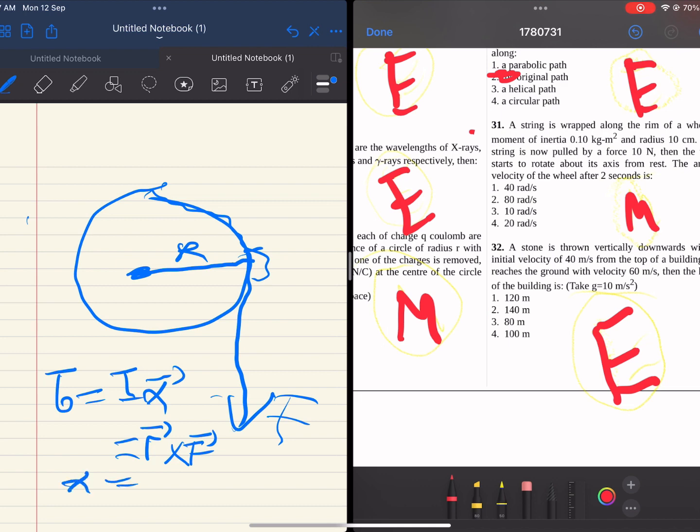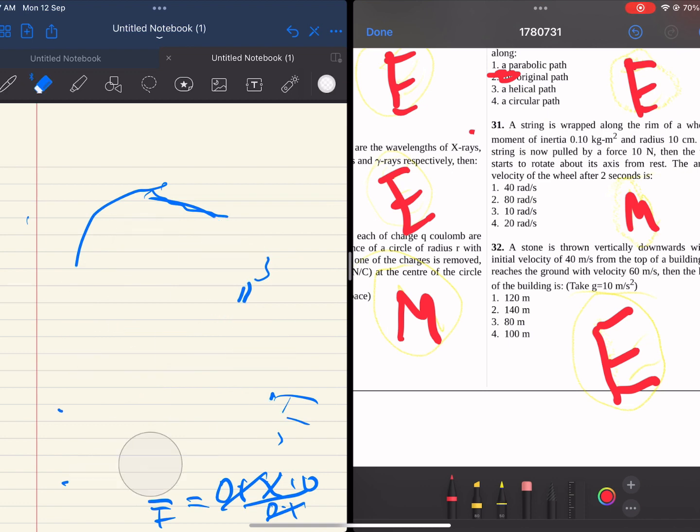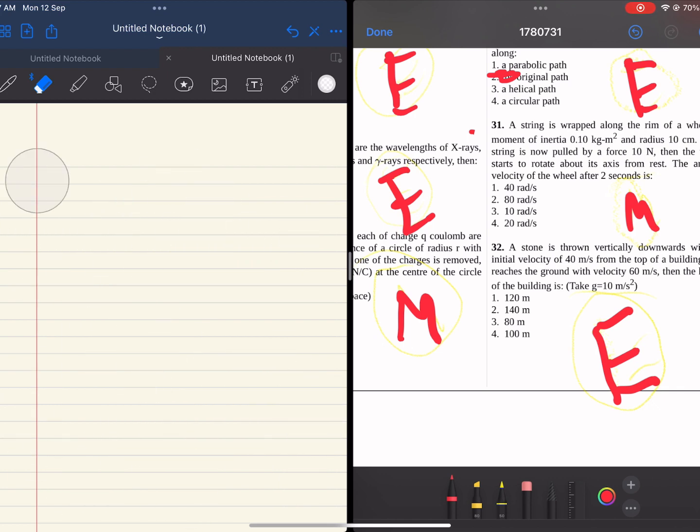Now if I use the first equation of motion in circular motion in terms of rotational variables, that is omega is equal to omega naught plus alpha t. Initial angular velocity is equal to 0 since it starts from rest. So final angular velocity will be alpha times t, which is 2 alpha. Alpha is 10, so we get the 31st question answer as option number 4.